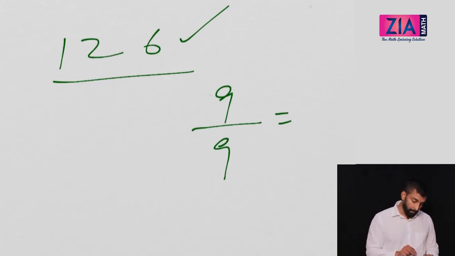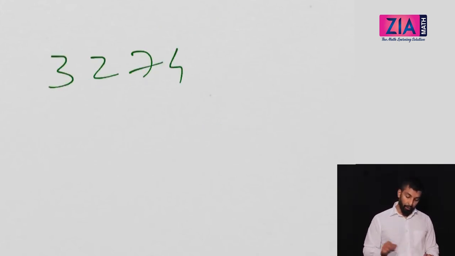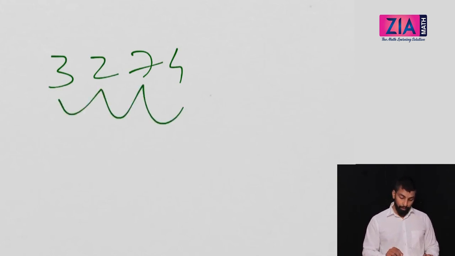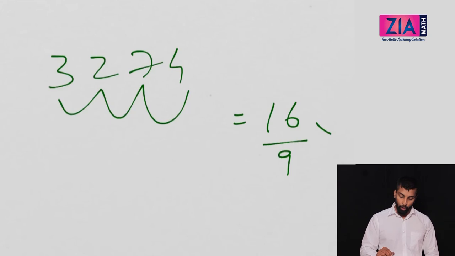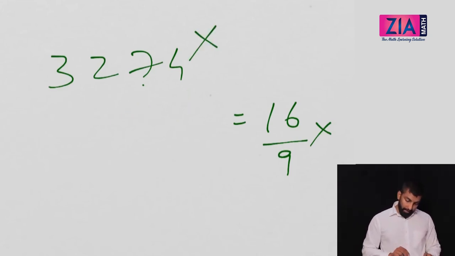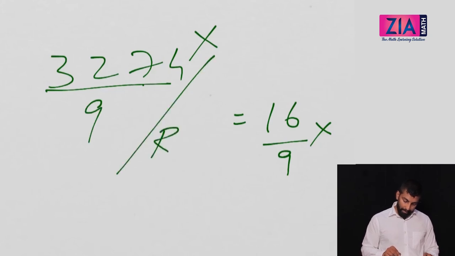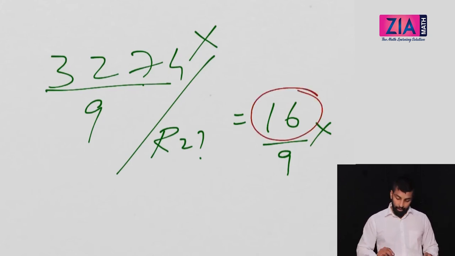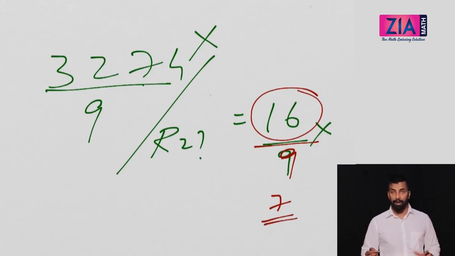That is the idea. If you take 3, 2, 7, 4: 3 plus 2 is 5, 5 plus 7 is 12, 12 plus 4 is 16. So what you got is 16. You need to check whether the sum is divisible by 9. No, that means this number is not divisible by 9. Now, if your question was 3274 divided by 9, see what is the remainder. As per your understanding, you take the sum of digits, you get 16. You divide by 9, you get remainder 7. Right? So you get remainder as 7.